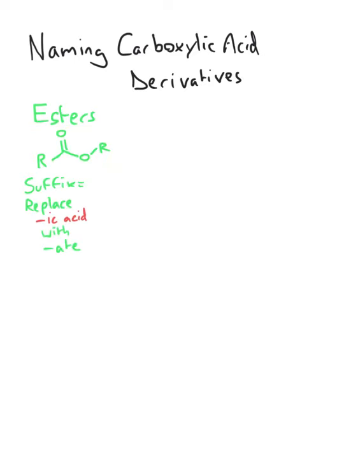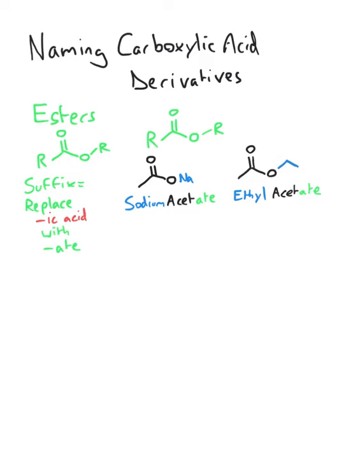Esters are relatively easy to name, especially if you've already mastered how to name carboxylate salts. Why? Because technically an ester is a carboxylate salt with an organic substituent on the oxygen. So instead of sodium acetate, it becomes ethyl acetate. So usually if the name of your compound ends in -ate, it is either an ester or a carboxylate salt.